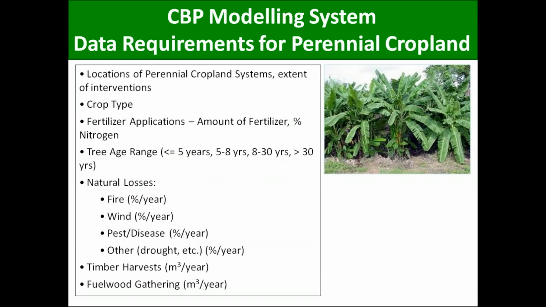Perennial crops, again, these are woody crops. So something like coffee, tea, locations of perennial cropping systems, extent of interventions, the crop type, fertilizer applications, and then again, tree type, tree age ranges, and your losses, natural losses, and anthropogenic losses.